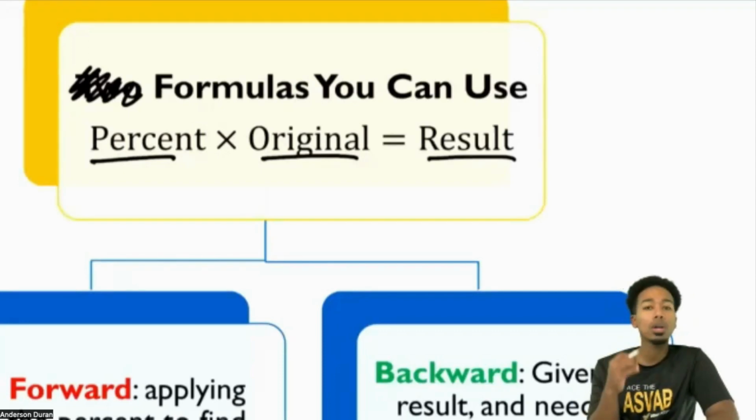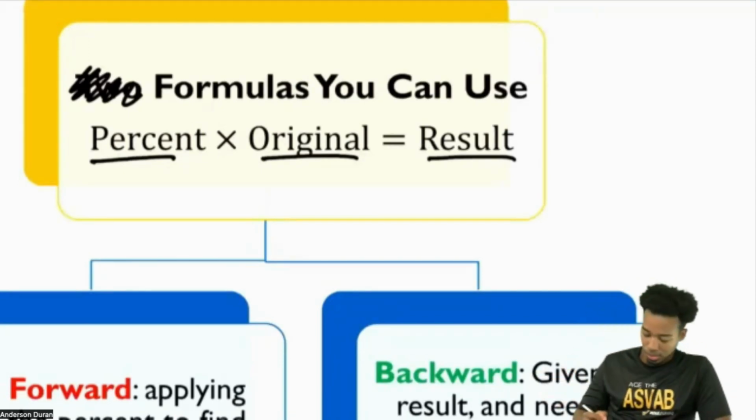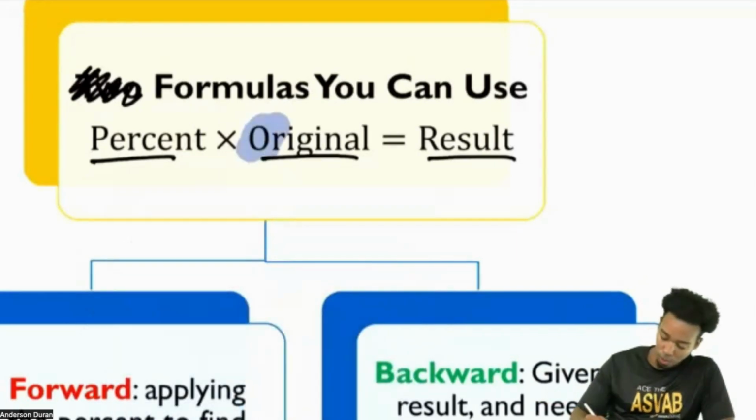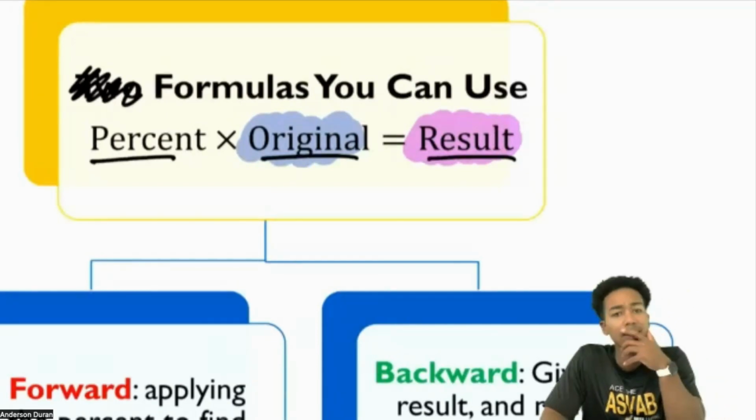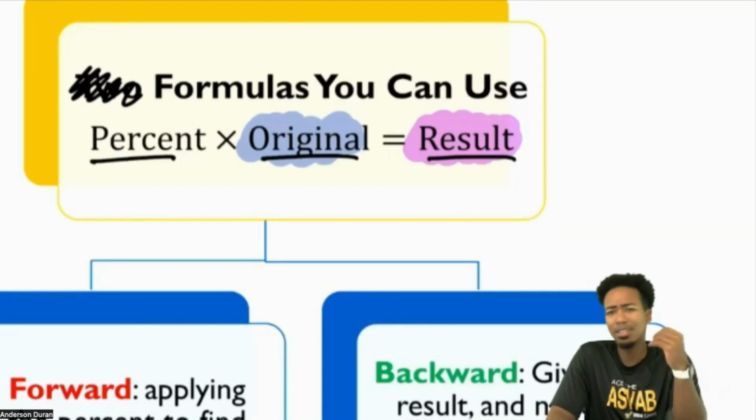Now, the big question that you should be asking, if you haven't already, is how do you know the difference between the original number and what the result is going to be? Yes or no? Has anybody here ever had that question? How do you know which number is the original number? How do you know which one's the result to even apply this formula?